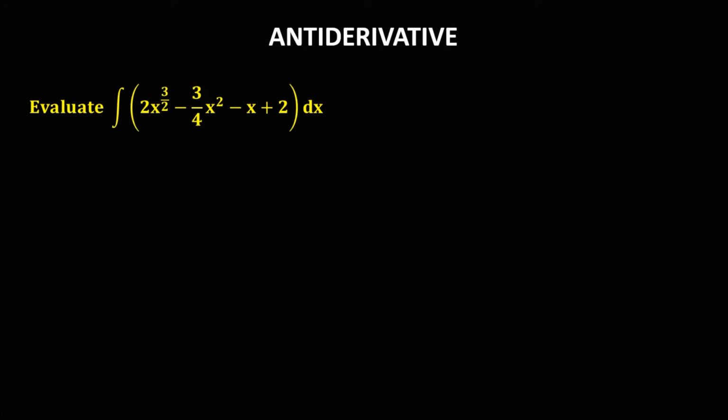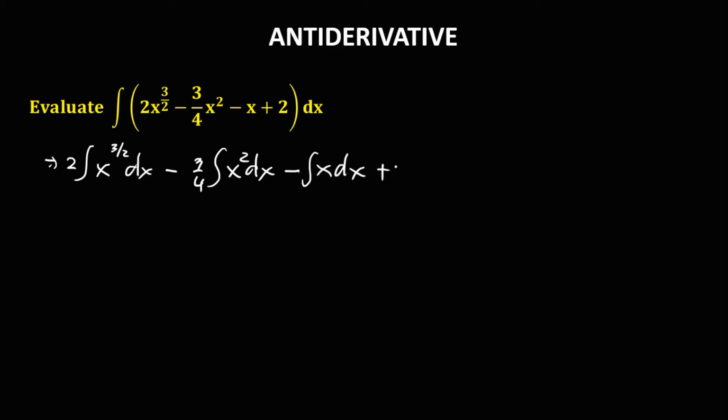Then for this given, so again, we need to rewrite, put the constant outside. So we have 2 times the integral of x to the power 3 over 2, then the dx, minus 3 over 4 times the integral of x squared, then the dx, minus the integral of x dx, then plus 2 times the integral of the dx. Then plus 1 for the exponents.